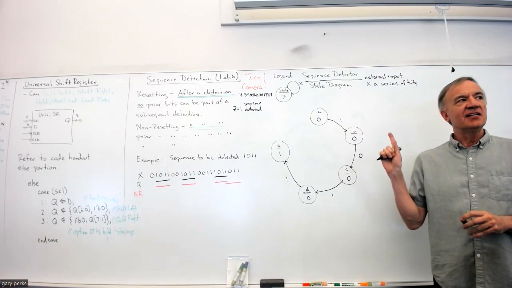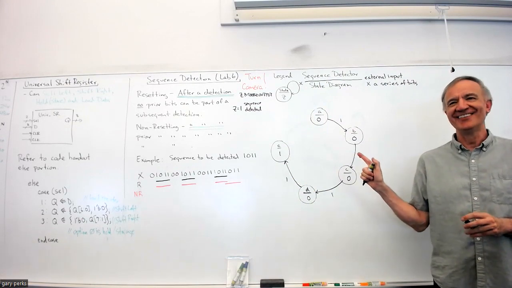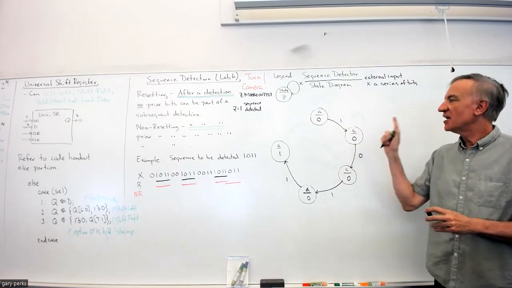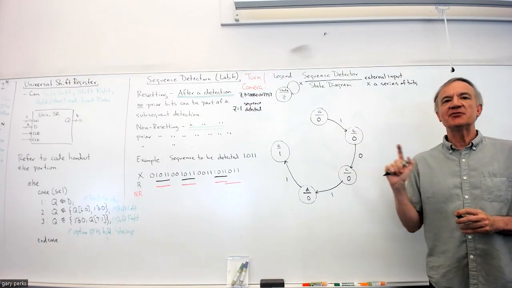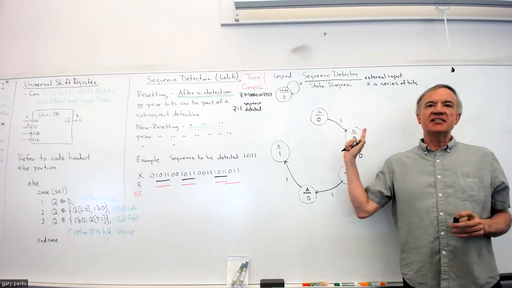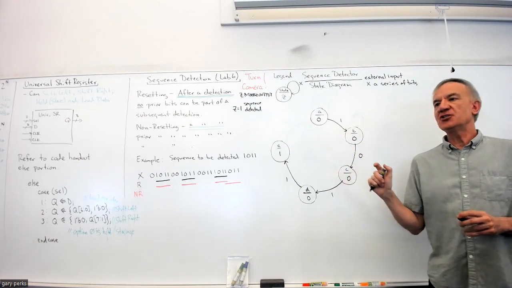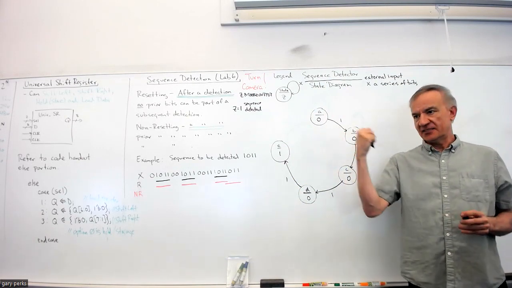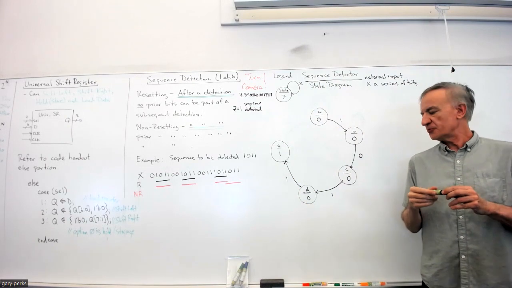Okay? Now, this is the easy part. The tricky part of doing state diagrams for a sequence detector is where you go when you don't get the bit that's next in your sequence. Okay, and that's what we're going to do next.